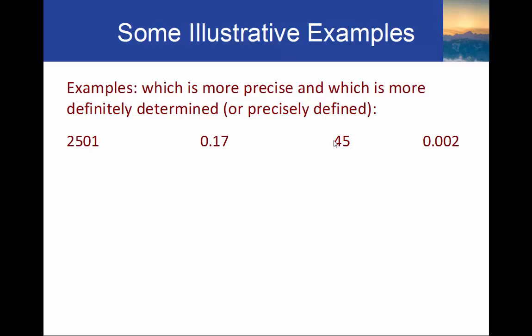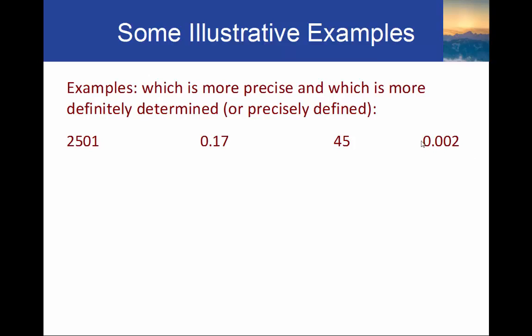The least precise of the numbers are these two numbers, 2,501 and then also 45. These two numbers are only measured to the nearest whole. So you can imagine, for example, trying to measure lengths of objects, and maybe you're going to measure the length in meters. Well, 2,501 meters and 45 meters means basically you got to within 1 meter stick length of these lengths when you made the measurement. 0.17 basically means you just measured the object as 17 centimeters, you got to the nearest centimeter. 0.002 basically means that you measured this thing to the nearest millimeter.